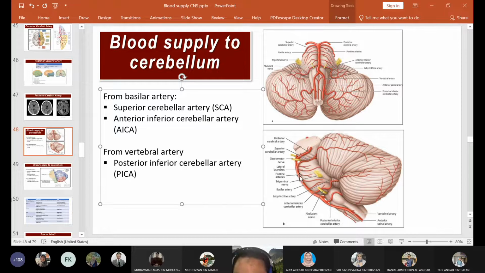And then you have the superior cerebellar artery. Anterior inferior, posterior inferior. So here, this is anterior, right? This is posterior. The top one is superior cerebellar, and then you have 2 inferior. One is anterior and one is posterior. Anterior one coming from basilar, posterior one coming from vertebral. Got it? Do you understand? I hope you understand that.